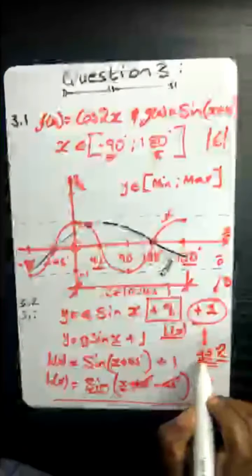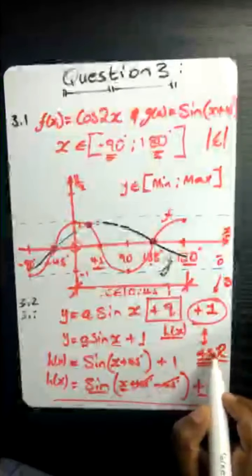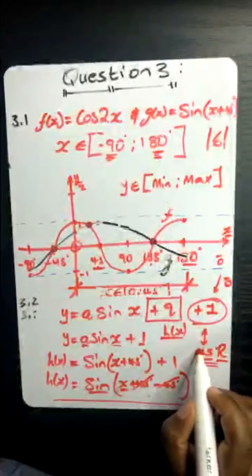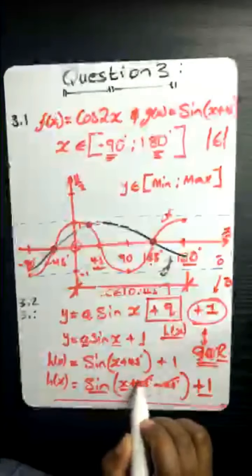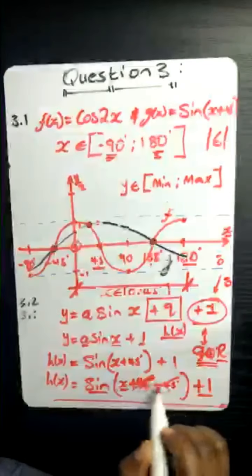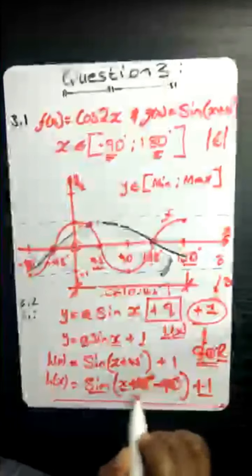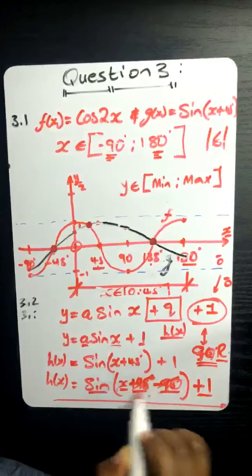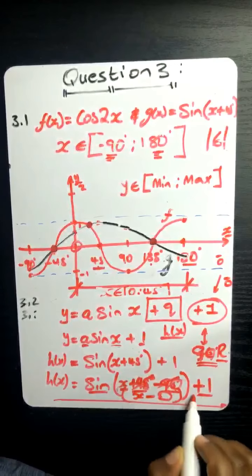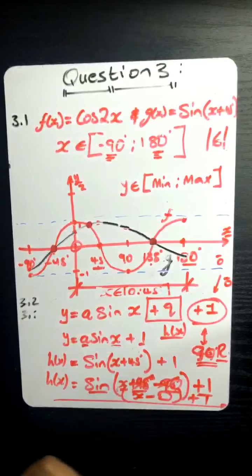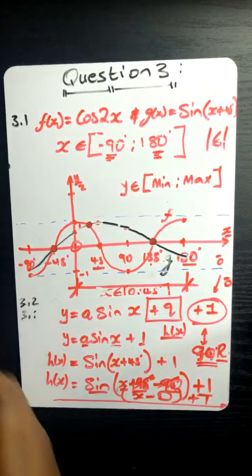That's it. If it was shifted, let's say, by 90, then you are just going to do the same: plus 45 degrees and then you minus 90. Then you punch this in and you get a negative value. Then you just say x minus whatever negative value, and then you say plus 1. That's it. Easy, easy, easy.